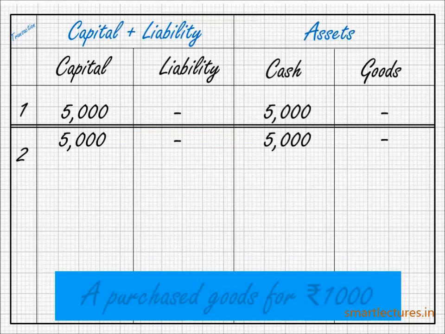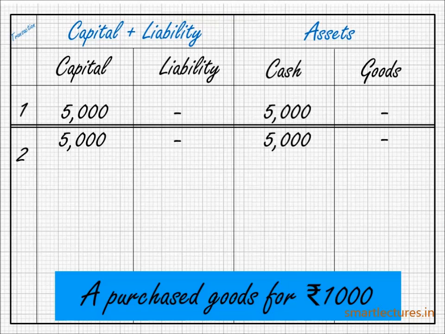And the second transaction is A purchased goods for rupees 1,000. So what will happen with this transaction? The firm had got 5,000 rupees. If the goods are purchased for cash for rupees 1,000, there will be decrease in the cash. Previously the firm has got 5,000. Now it has paid rupees 1,000 out of the cash box. Now in the cash box of the shop is only rupees 4,000. So 5,000 minus 1,000, 4,000.